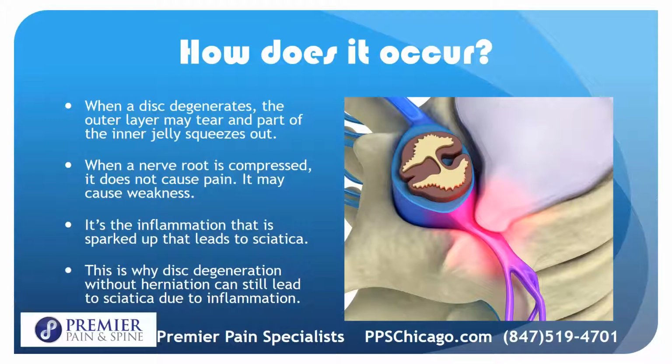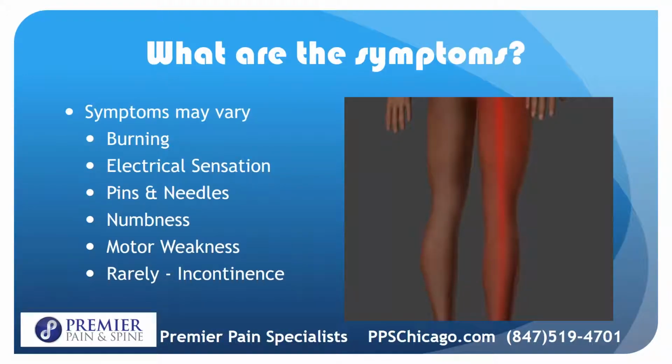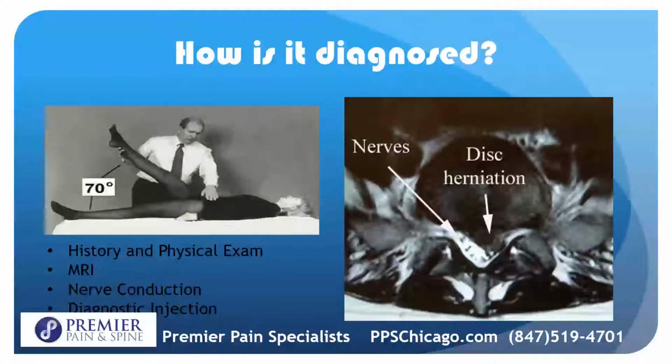even if you don't have this pinching, but you have an inflamed degenerative disc, it can inflame the adjacent nerve root as well. What are the symptoms of sciatica? They'll vary. It can include a burning sensation, electrical or pins and needles sensation, maybe some numbness, less commonly motor weakness, and rarely a person can have bowel or bladder incontinence, which is a surgical emergency.